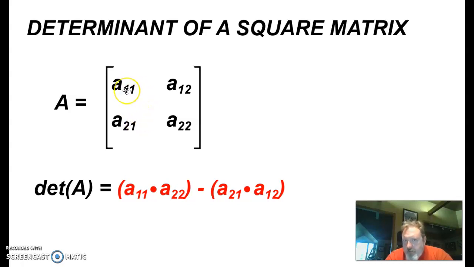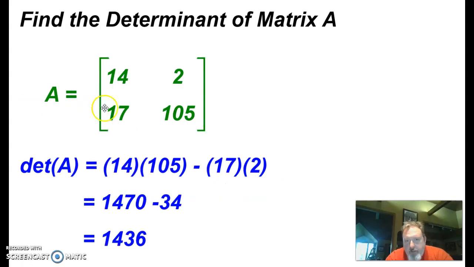This little designation here, A11, just means the number in the first row, first column. A22, second row, second column. So that's what that little designation means, but we'll show you with numbers, it'll be easier. So to find the determinant of this matrix, we will do 14 times 105 minus 17 times 2. So pretty straightforward calculation there.